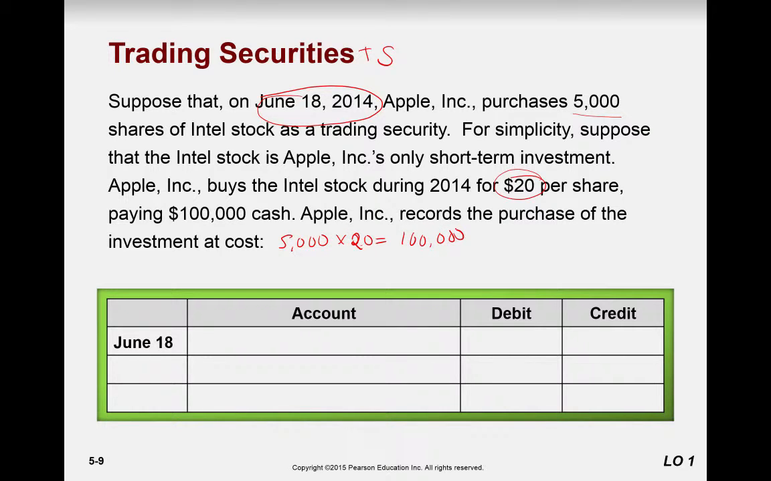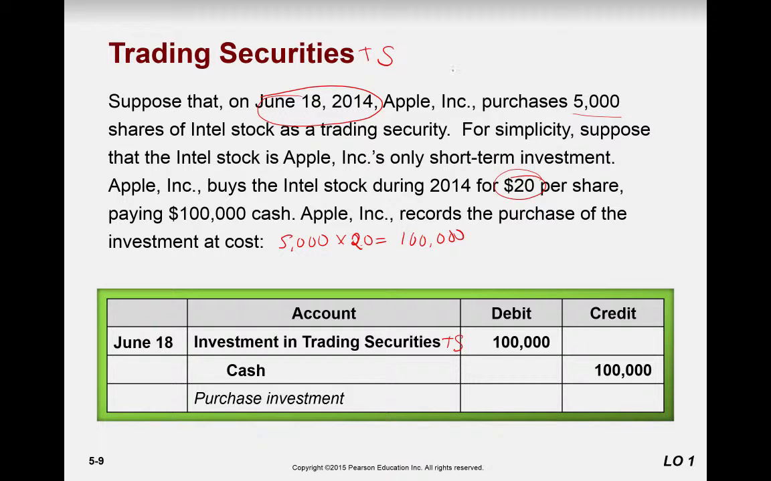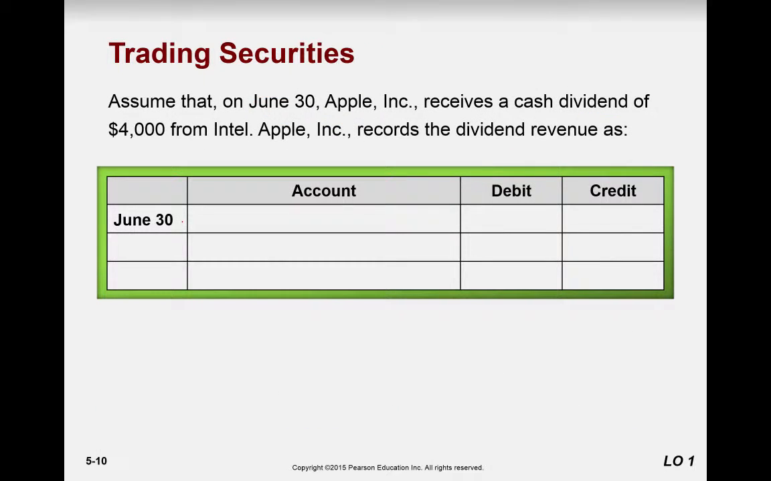So how would we record the purchase? So first and foremost, as I always say, is what's happening to cash. We are making a purchase, so cash is going down. So we're going to credit cash for the $100,000, and then we're going to have investment in trading securities. And we might see it just like this on your exam: investment in TS for trading securities. So very straightforward entry. Now let's assume that we receive a cash dividend of $4,000 from Intel.